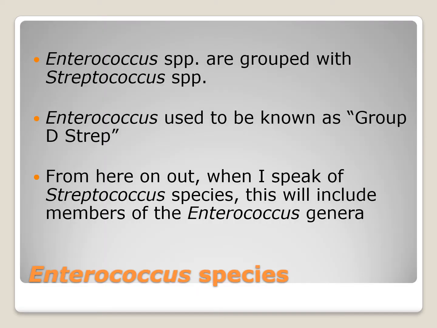So like I said, whenever I'm talking about the Streptococcus, I'm also talking about the Enterococcus species. Enterococcus means strep of the gut. Entero means of the gut, and this of course is a Streptococcus. They are actually grouped with the Streptococcus when you're trying to identify them. They used to be known as group D strep, but that's kind of an older term. We don't really use that anymore, but you might find some old school texts that still refer to Enterococcus as the group D streps. From here on out, whenever I'm talking about the Streptococcus species, I'm also including the Enterococcus genera as well.